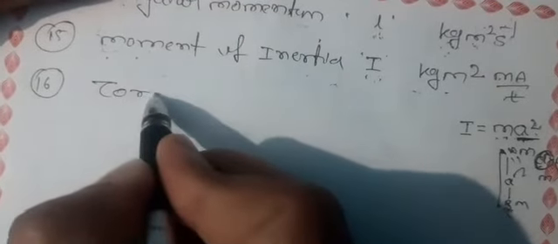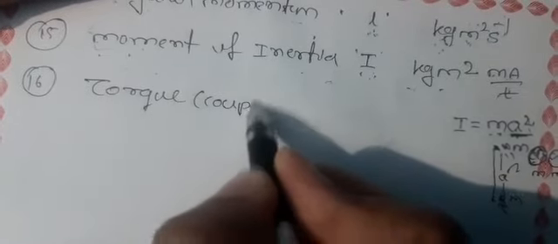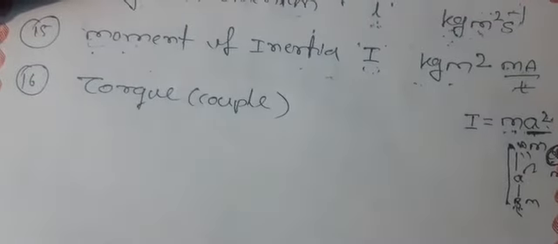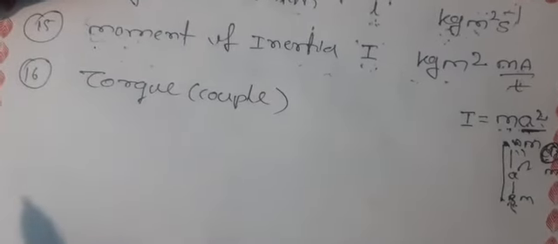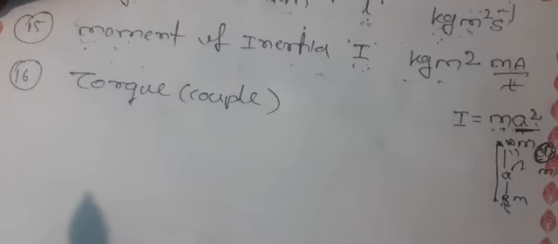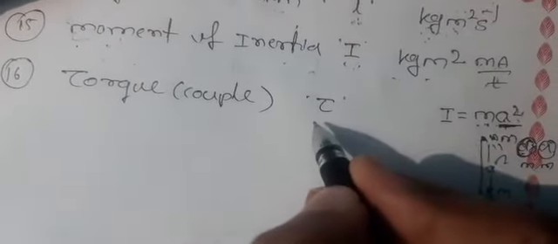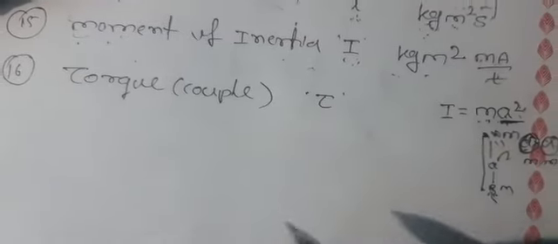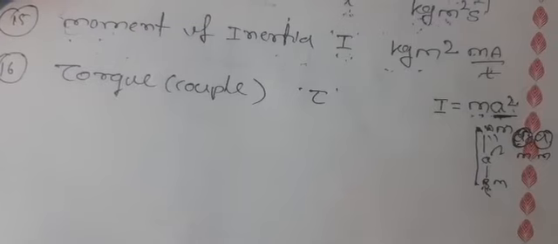Meter square. Next, the 16th one is torque. Torque, T-O-R-Q-U-E. Torque or couple, a moment of force, all are the same. Torque, couple, and moment of force. The torque is also rotational motion. Its symbol is tau, T-A-U. That is not T. Tau is the symbol of torque. And what is the SI unit of torque?